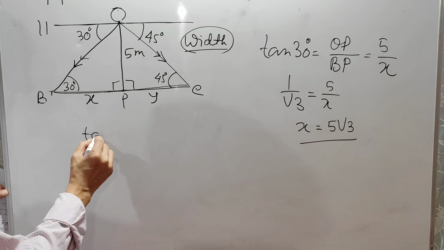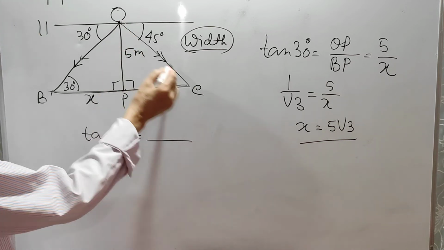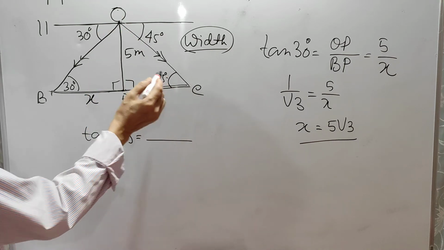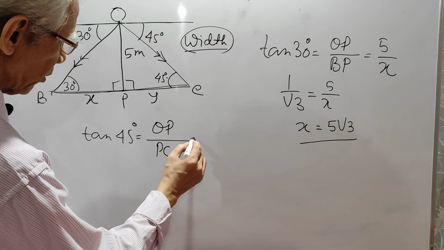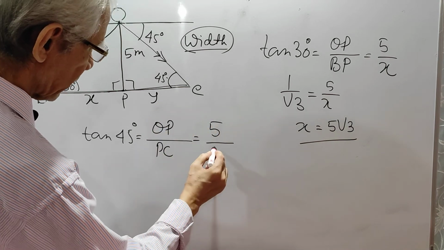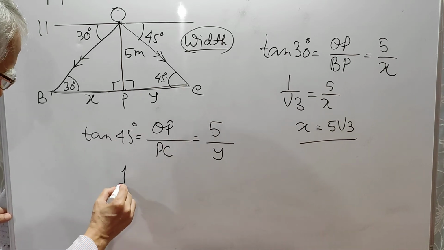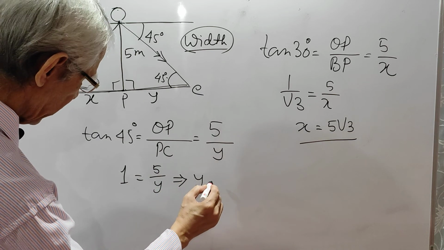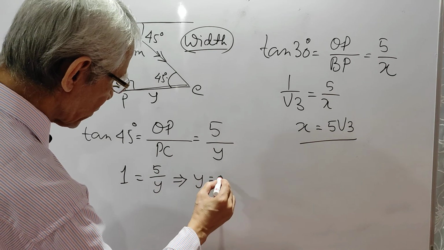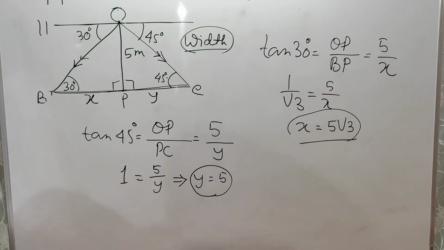Again tan 45 degrees. Now consider this triangle OPC. In triangle OPC, tan 45 is OP by PC, which is 5 by Y. Now tan 45 is 1, so 1 equals 5 by Y. Therefore Y equals 5. So you see we got Y, we got X.